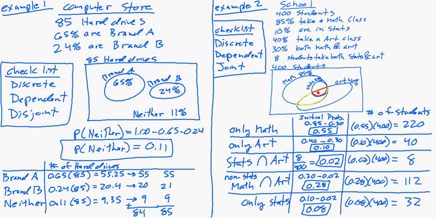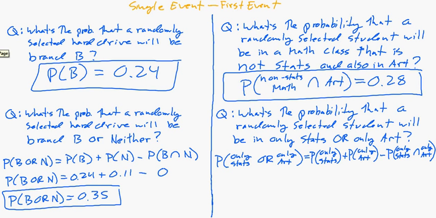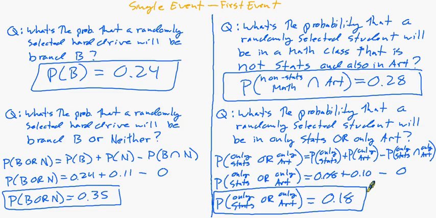I'm just going to clear that out. Well, if there's no intersection, then we plug in the numbers like this. And we get 18%. There is no intersection, it drops out. And we have 18%.